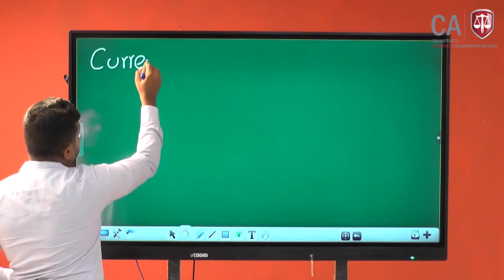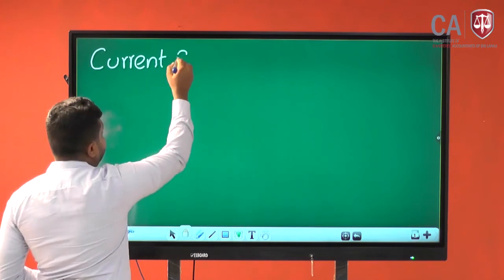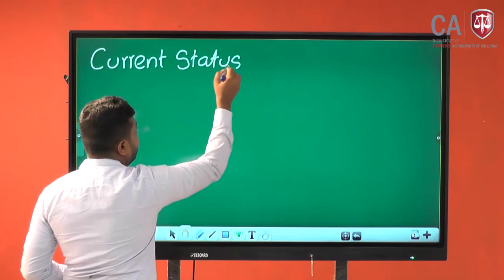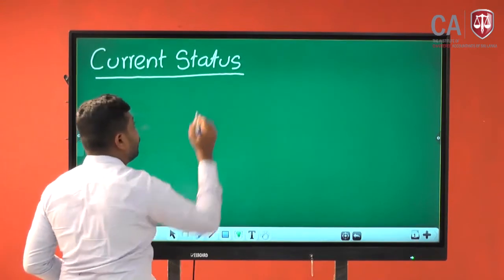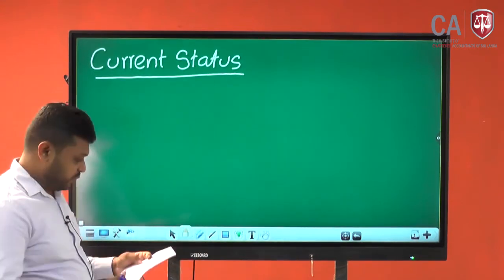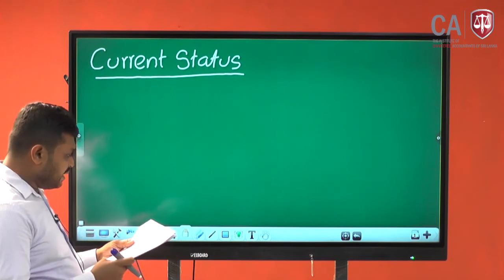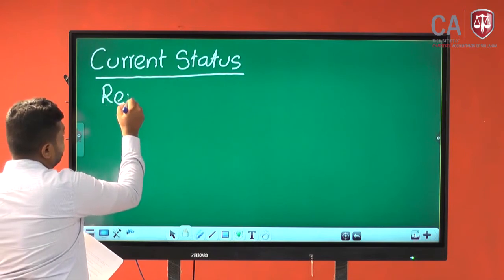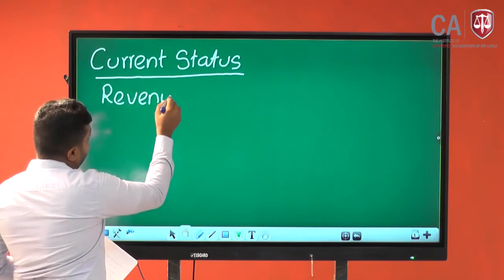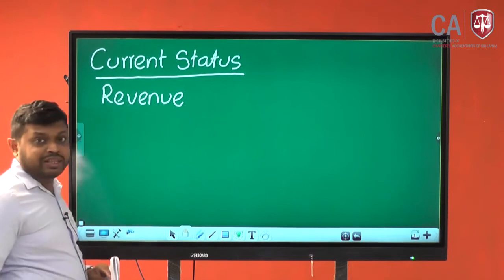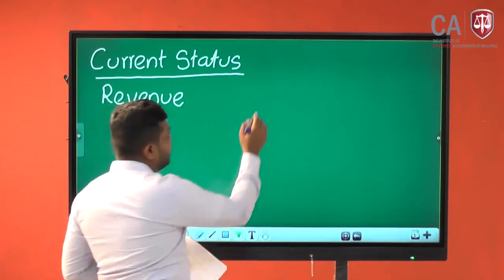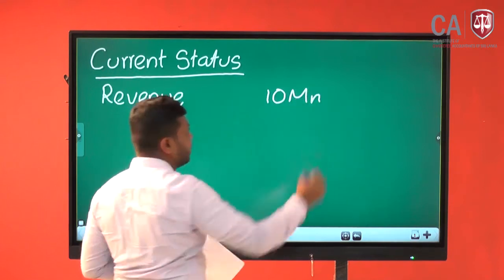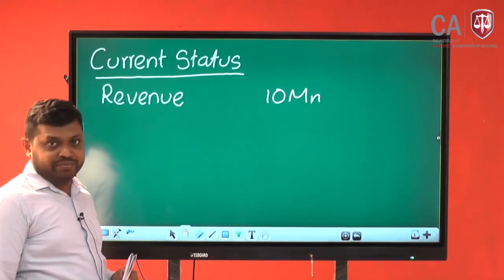Current status. We are in question number 4, part A. Current status, revenue. Current monthly revenue says that it will be 10 million.